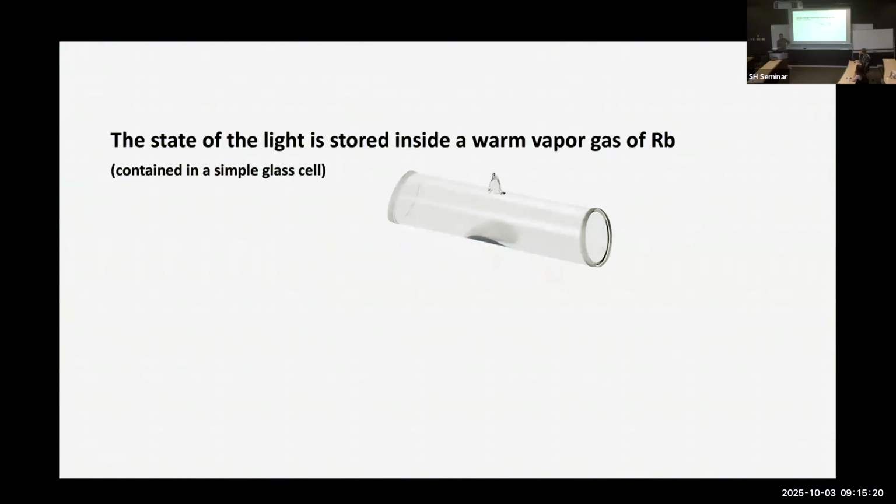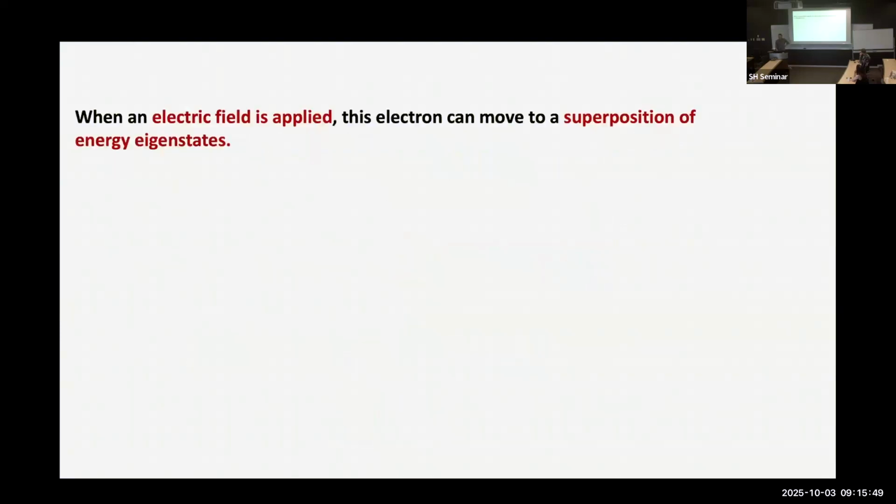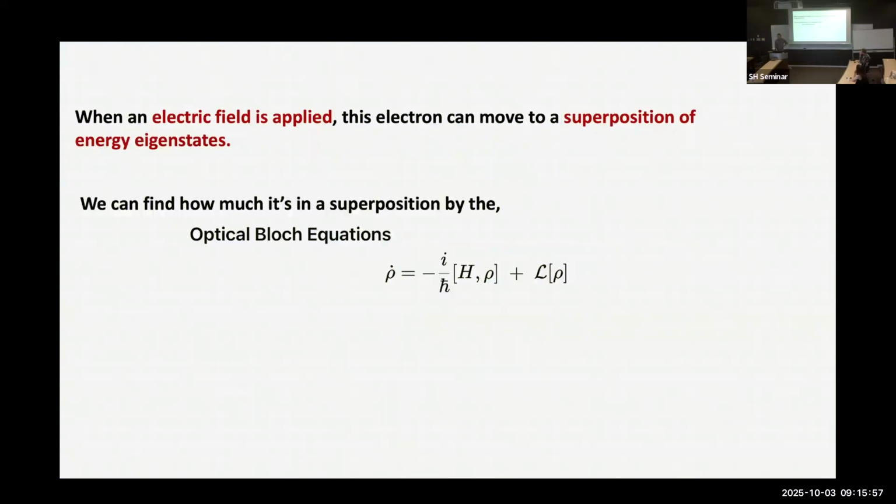In this case, we store the state of the light inside of a warm vapor gas of rubidium atoms, typically in a little glass cell that's this big. Inside of this cell, we have individual gas atoms that are bouncing around. For rubidium, this can be modeled as basically just a nucleus core and 1 valence electron. Now, when an electric field is applied, this electron can move to a superposition of energy states.